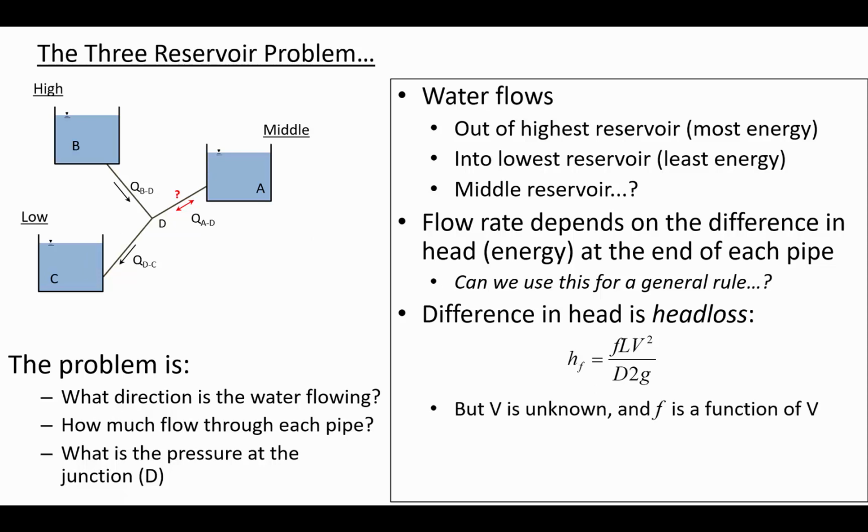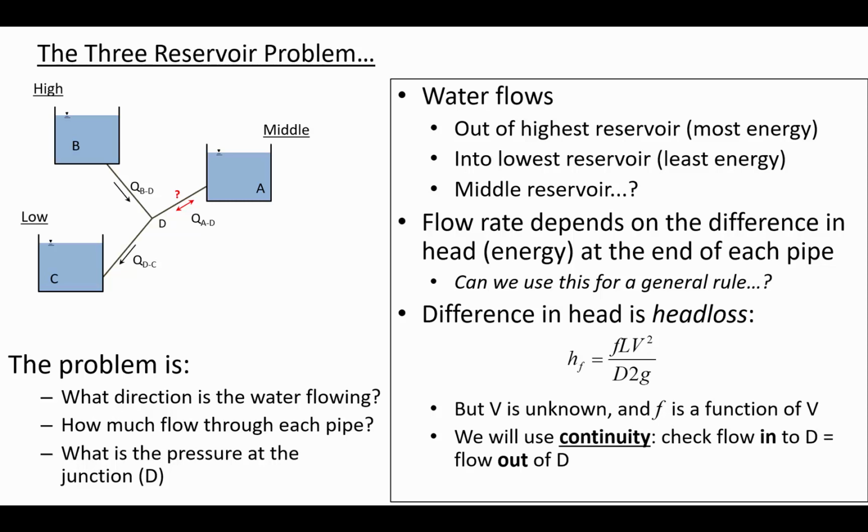But the problem with this formula is that at the beginning we don't know the flow velocity. And we also are already acutely aware of the fact that our friction factor F depends on the flow conditions. And so there's really two things we don't know. We don't know F and we don't know V. And F depends on V. So boy, that kind of compounds the things that we don't know. Our method so far this semester has been to start with a guess, and we're going to do that same thing today.